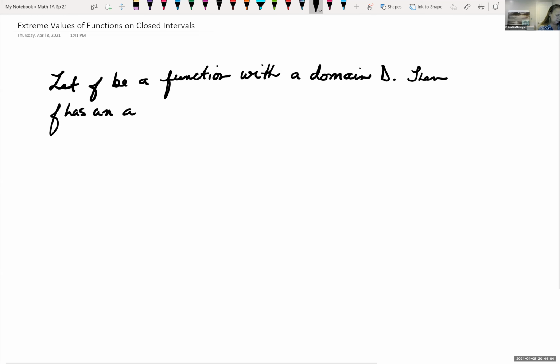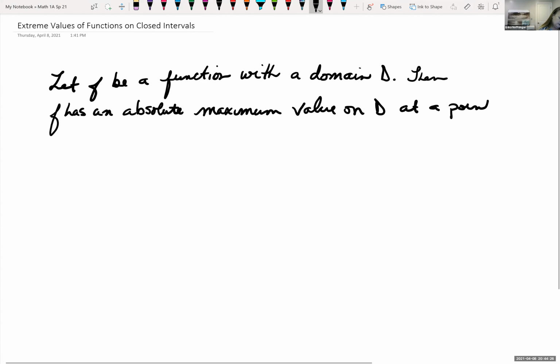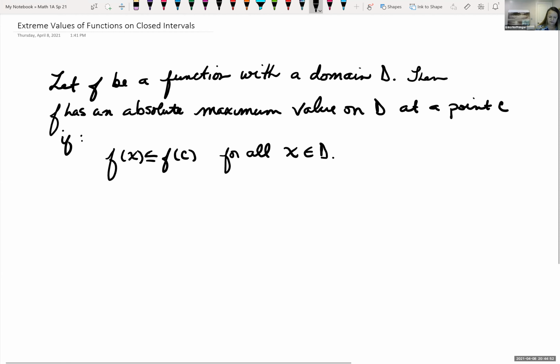an absolute maximum value on D, so on that domain, if at a point C we can say the following: f of x is less than or equal to f of C for all x contained in our domain D. So that little funky E means contained in that set.